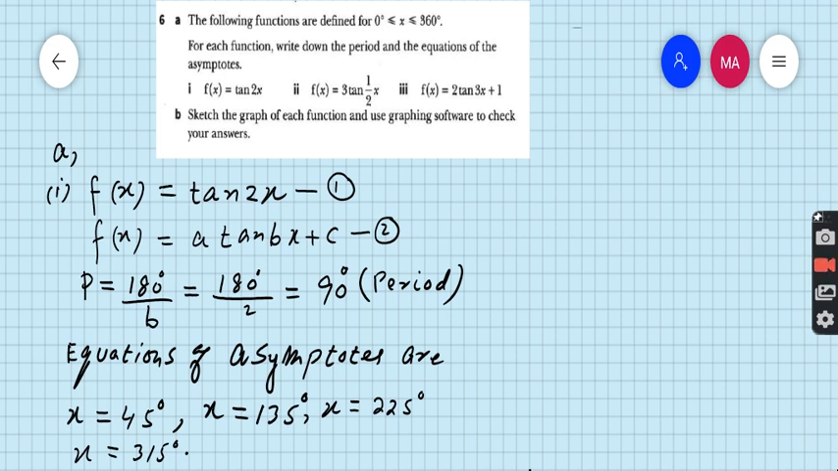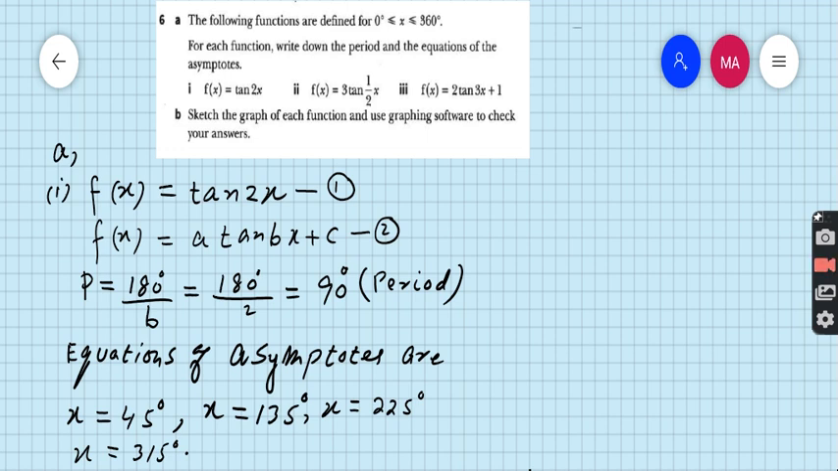Assign the name of this equation as equation number 1, and compare this equation with the general equation I just showed before this. The general formula of tan is f(x) is equal to a tan bx plus c. Assign the name of this equation as equation number 2. What is the requirement? Write down the period. So the formula of period is 180 upon b.